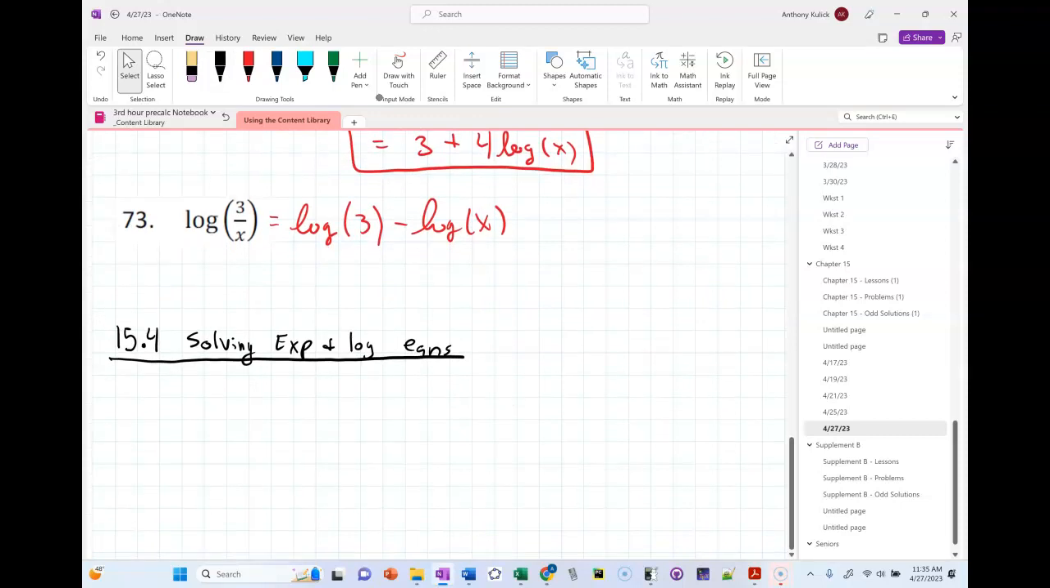Kind of putting all the pieces together here. Let's go. So we're going to be solving exponential and logarithmic equations today. So I'm just going to do some examples of some of the different techniques that we can use and talk about when we might want to use that given technique. So we'll start with exponential equations.